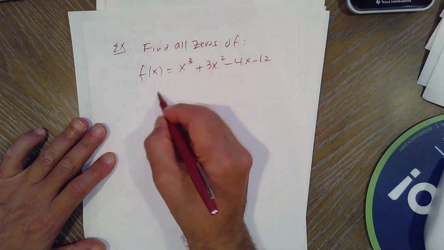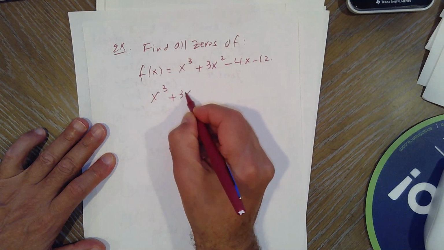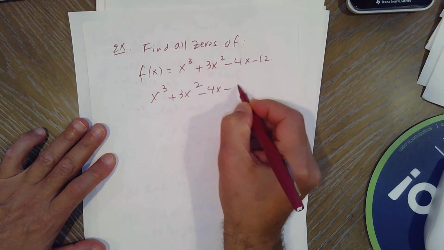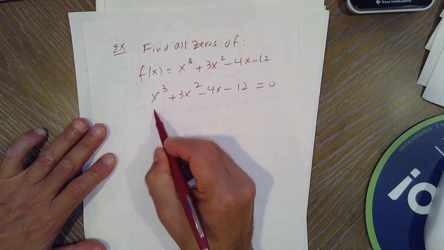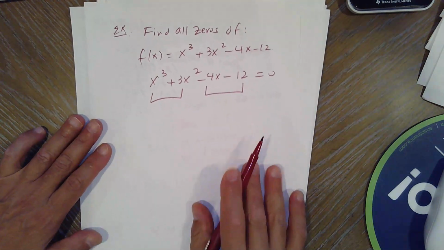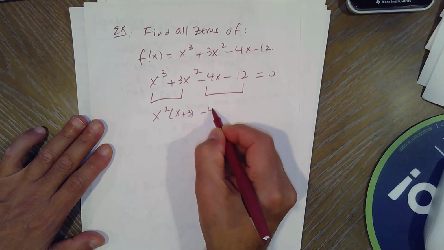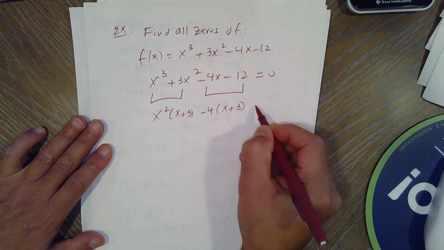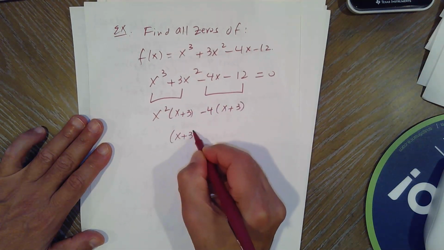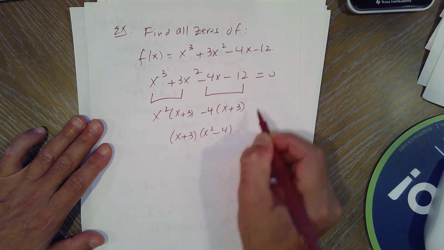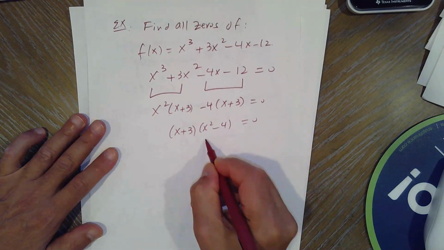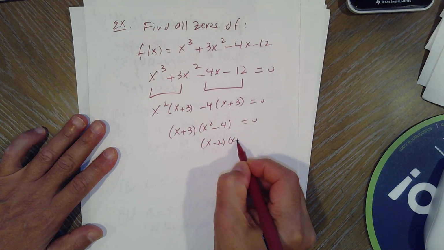So to find the zero, set that equal to 0. It's like finding the x-intercepts. And remember, we're going to try factoring since we have 4 terms. So we're going to do grouping. x squared times (x plus 3), minus 4 times (x plus 3). And (x plus 3)(x squared minus 4) equals 0. This is the difference of 2 squares.